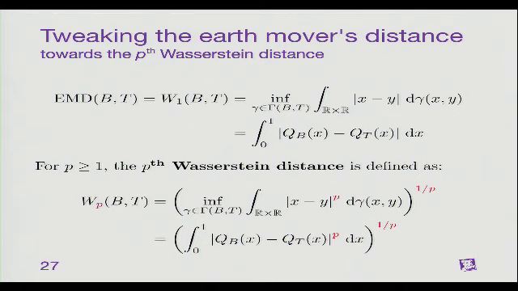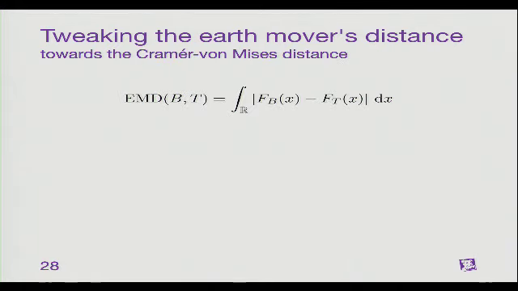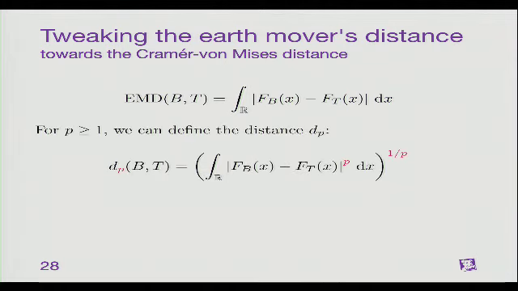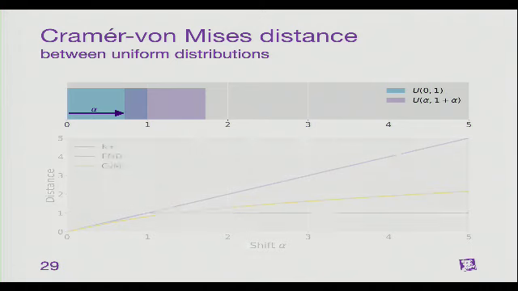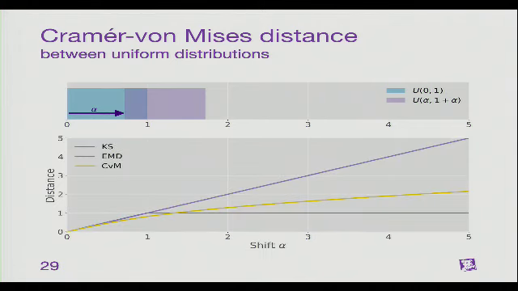What if we do the same with the cumulative distribution function? In other words, what if we take this expression of the Earth-Mover's distance and we take the absolute difference between the cumulative distribution functions to the power p? Actually, when we do that, we define another family of distances, which is this. If we take p equal to 2, this is a particular case, the Cramér-von Mises distance, also called the Cramér distance, and this is related to the Cramér-von Mises statistical test. If we look at the Cramér distance on our uniform distributions with the shift, basically it will increase as a square root function.